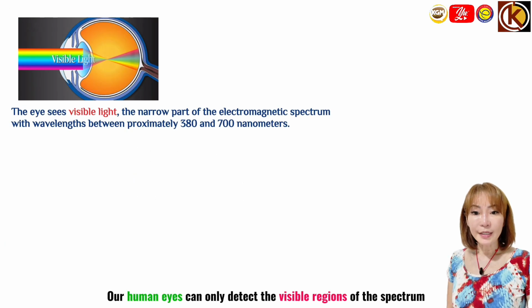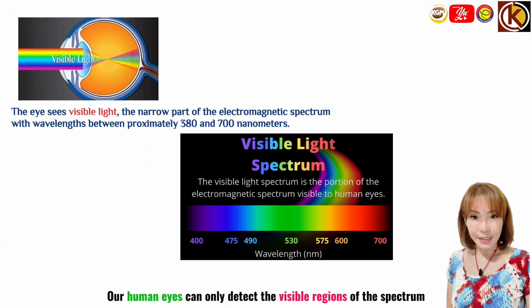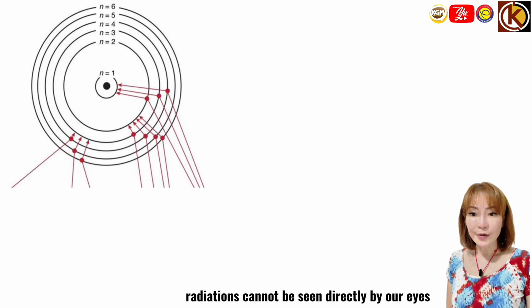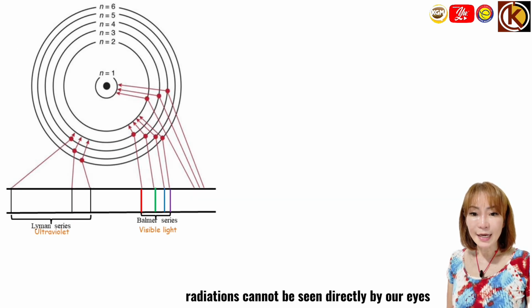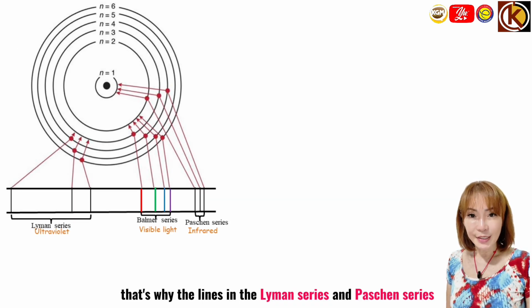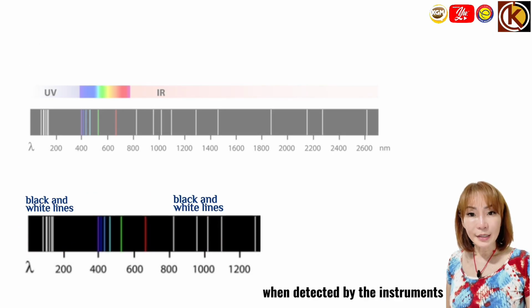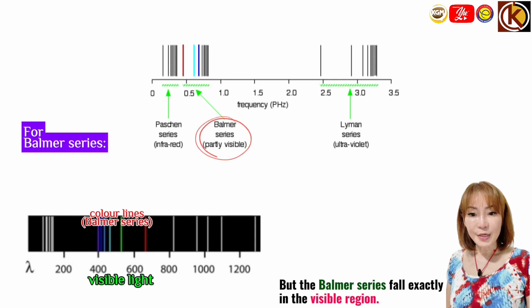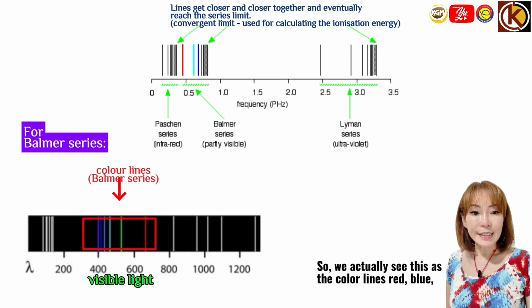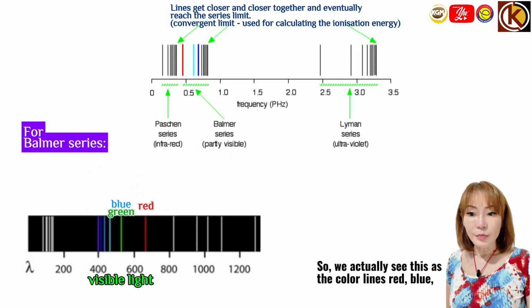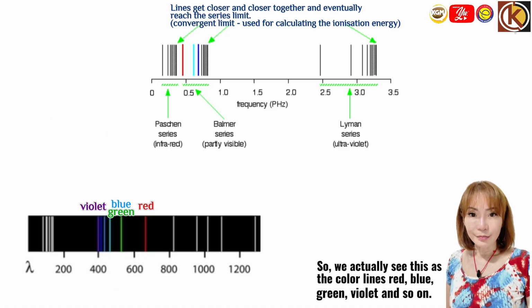Our human eye can only detect the visible region of the spectrum. Ultraviolet and infrared radiation cannot be seen directly by our eyes. That's why the lines in the Lyman series and Paschen series are recorded as black and white lines when detected by instruments. But the Balmer series falls exactly in the visible region, so we actually see this as colored lines: red, blue-green, violet, and so on.